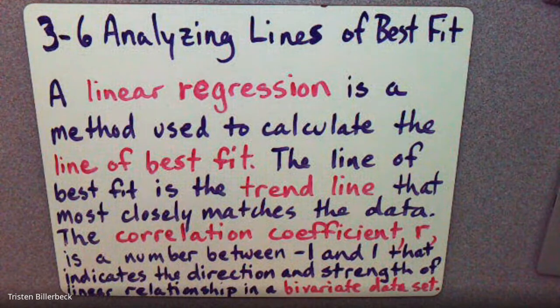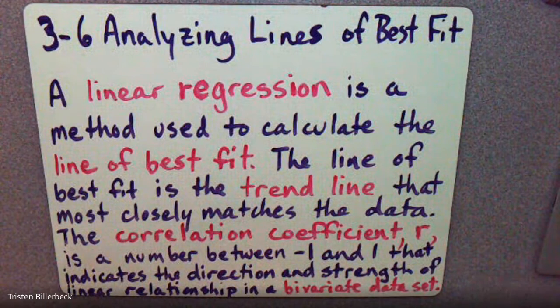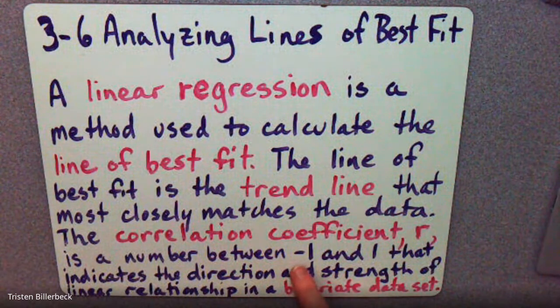Okay, so the correlation coefficient R is a number between -1 and 1. So that's kind of important, -1 and 1. So R can't be anything outside of -1 and 1. It could be 0.9, it could be -0.3, but it can't be 2 or 5 or -3. Okay, it has to be between -1 and 1.